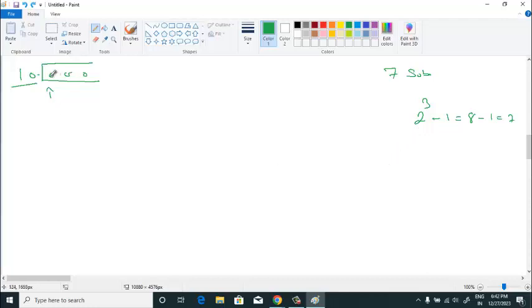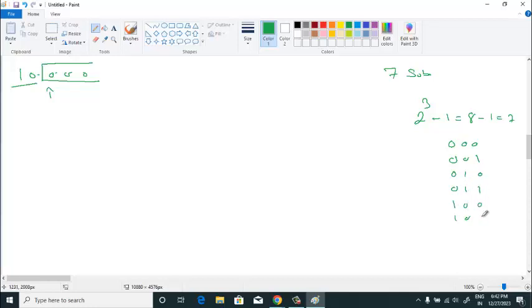Now if I have 3 bits, what are the possibilities? 0, 1, 2, 3, 4, 5, 6.